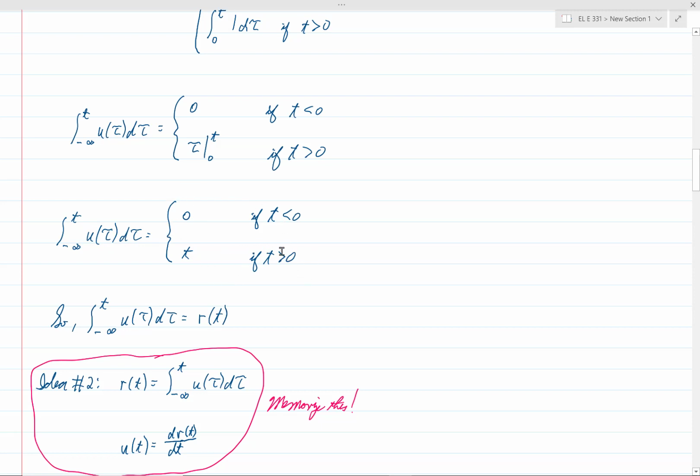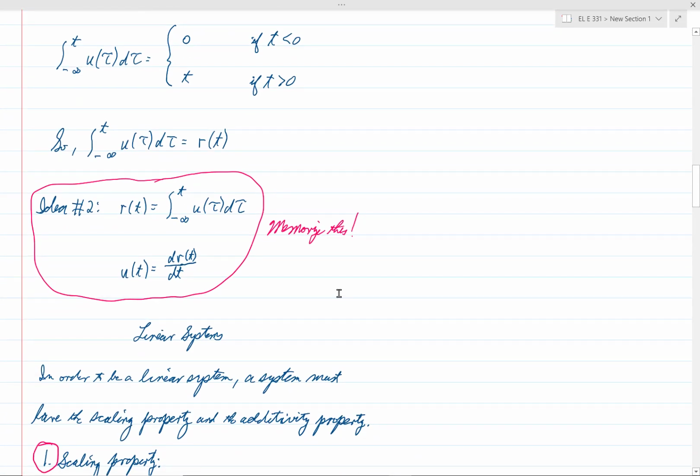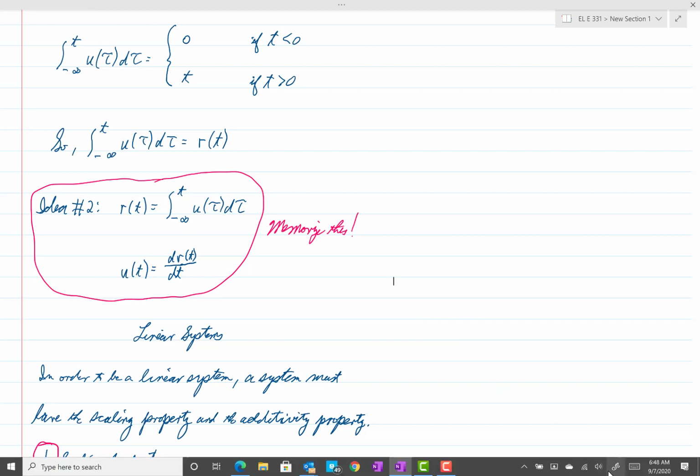But of course, this is just the ramp function. So we conclude that the integral from negative infinity to t of u of tau d tau is equal to r of t. And actually, now I realize I had actually intended to do that graphically as well. Let me stop this video for just a moment, and I can make a little note about that.